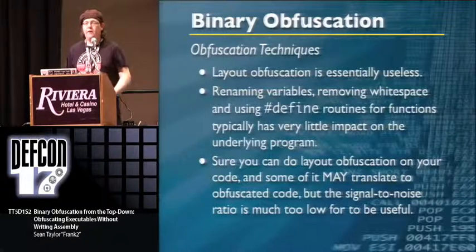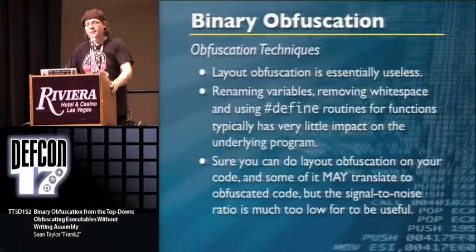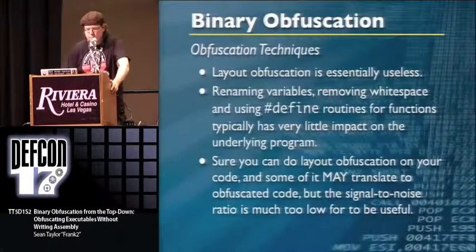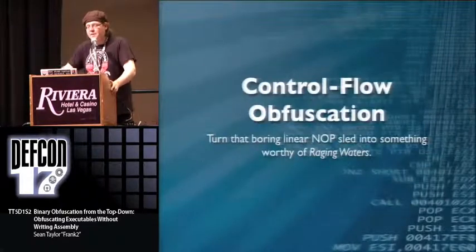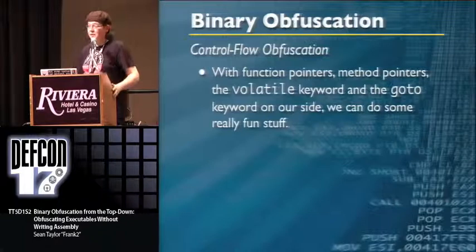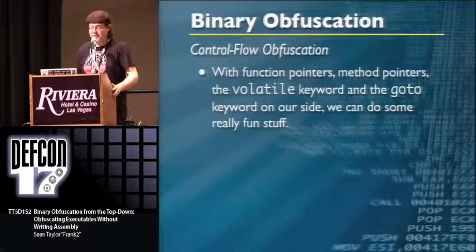Like I was mentioning earlier, if you have an interpreted language, for example JavaScript or Python, layout obfuscation is essentially the only way you can go, because even though there are Python compilers and JavaScript compilers out there, it's typically used as an interpreted language. So, with this in mind, there's actually a lot of meat in control flow obfuscation. There's a whole bunch of different stuff we can do. If we have function pointers, method pointers, the volatile keyword, and yes, there's also use for the goto keyword in this presentation. We can do a whole lot of really fun stuff.